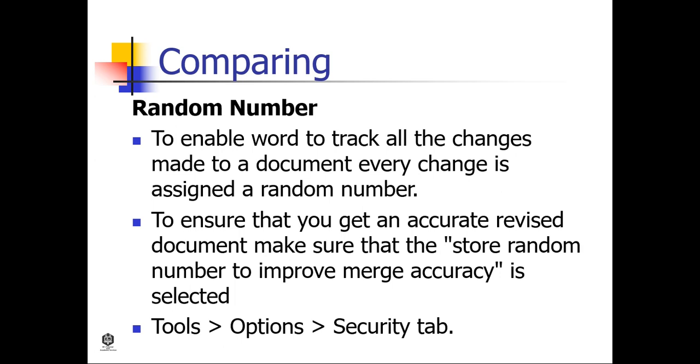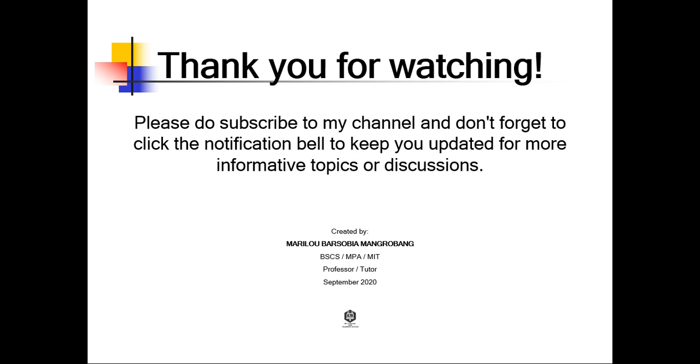How about the random number? To enable Word to track all the changes made to a document, every change is assigned a random number. To ensure that you get an accurate revised document, make sure that Store random number to improve merge accuracy is selected. You can click Tools, then Options, then Security tab.